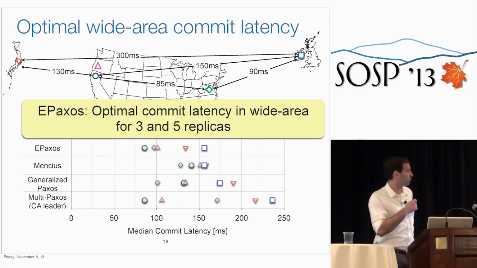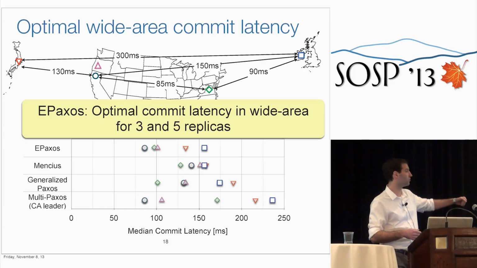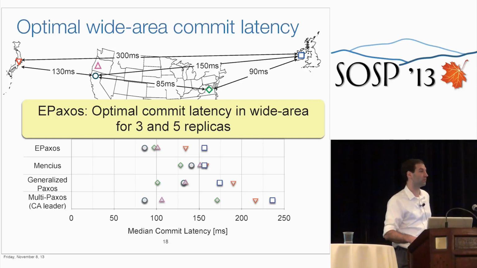Now, of course, when commands interfere, the commit latency of EPaxos doubles. But we believe that to be rare enough that it affects at most the 99th percentile of operations. And furthermore, it's fairly easy to mitigate.